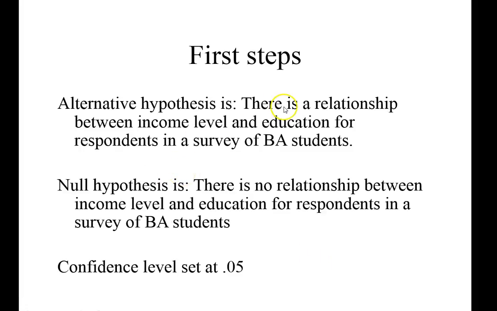So a hypothesis is there's a relationship between income level and education for respondents in the survey. The null hypothesis, there is no relationship between income level and education. So we picked our confidence level, it is set at 0.05. That's our statistical significance. So that means that we are saying that we are with 95% certainty that it's going to be correct. So if it's significant, it's going to fall below 0.05.